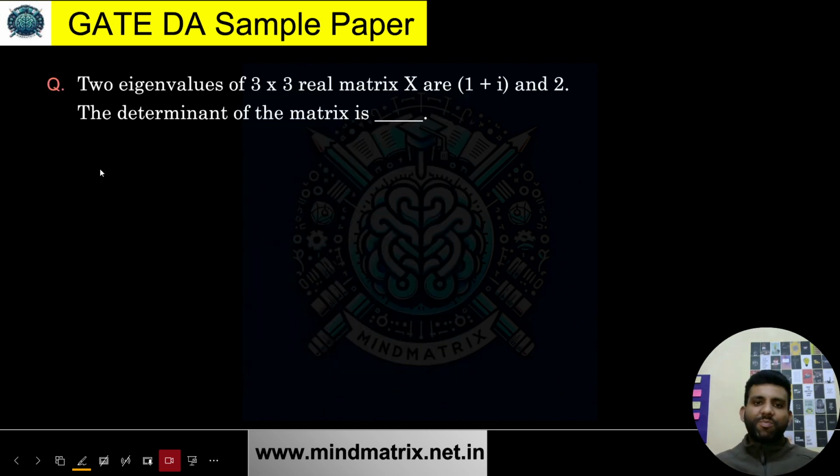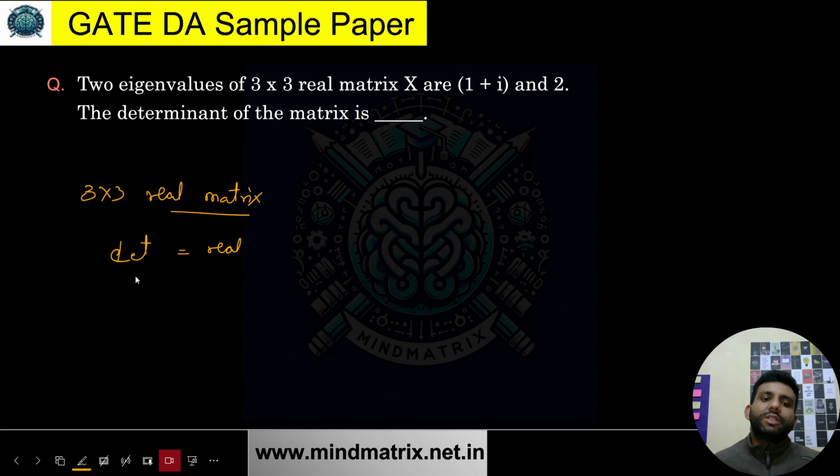Again, a very simple question we are having. Because we have a 3x3 real matrix, we can still have complex eigenvalues, but the determinant will always be real. Just remember that. If we have a real matrix, its determinant will always be real, but it may still have complex eigenvalues as is present over here.